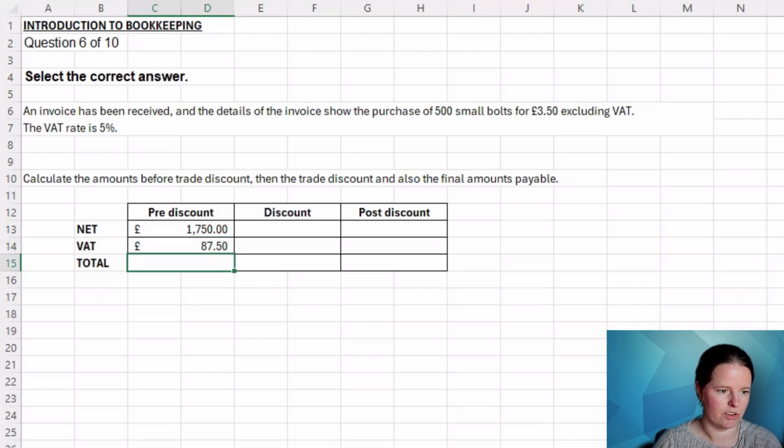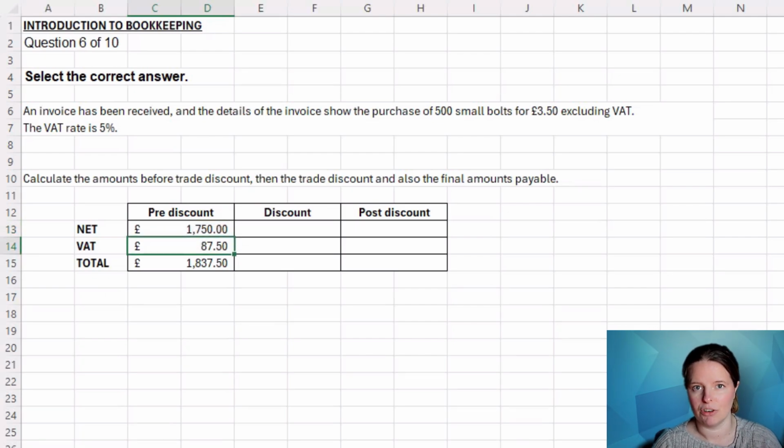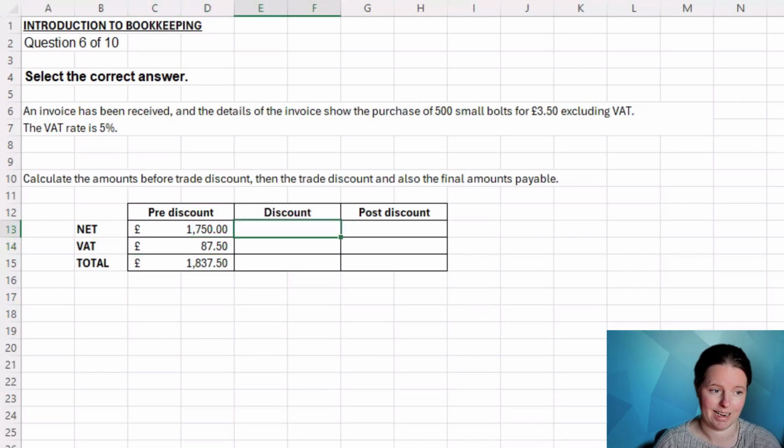And then what we're going to do is take 1,750 times by 1.05 to give us the gross amount. So what we're left with is £1,837.50. But I would say as you're going through this in the mock, make sure that you're checking your answers as you go along, because it's so easy to make a mistake.